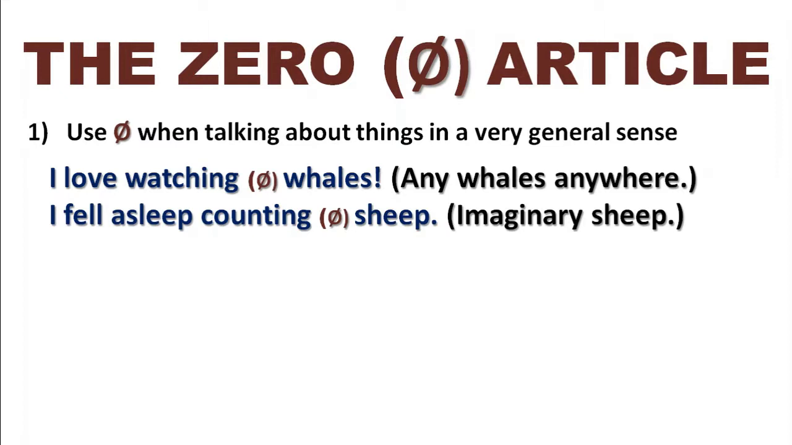Same kind of thing, I fell asleep counting sheep. These are imaginary sheep. We don't care about the sheep. We're actually just trying to get to sleep. These are general sheep. They're not specific sheep. We're not counting a flock of sheep. We're not talking about the sheep on the hill. We're just talking about sheep, imaginary sheep. We don't use an article. We use the zero article option.